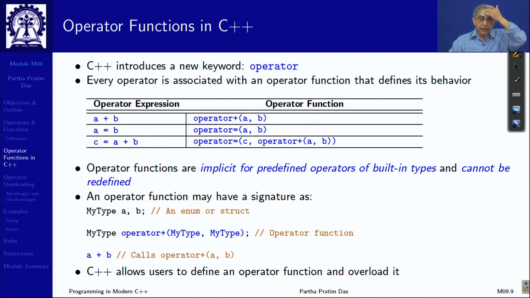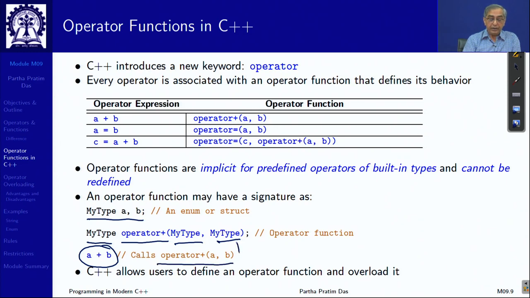Now, the operator functions for predefined types are implicit; you cannot touch them. But for any user defined type, you can define your operator function. So, if you have a my type, say some structure or enum, then you can define an operator plus function for two my type values and get a my type result. If you do that, then when you write a plus b, it will call this function.